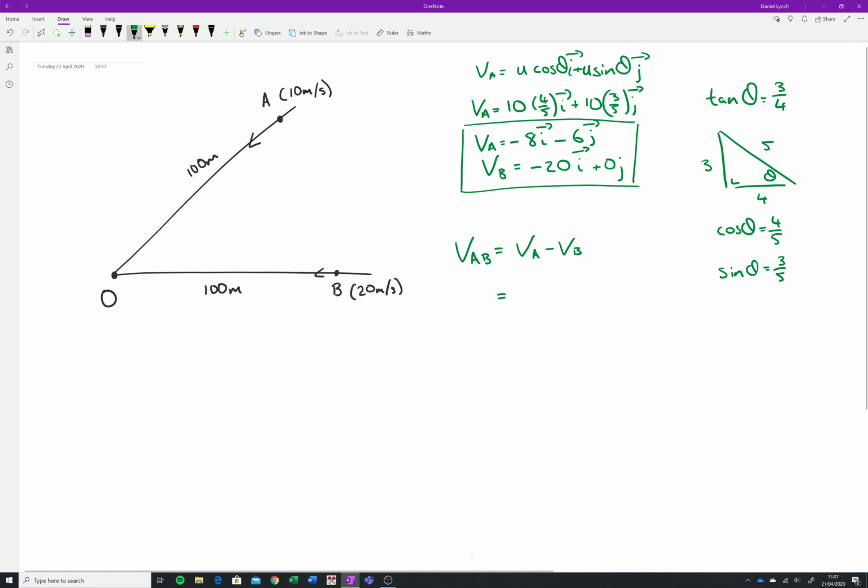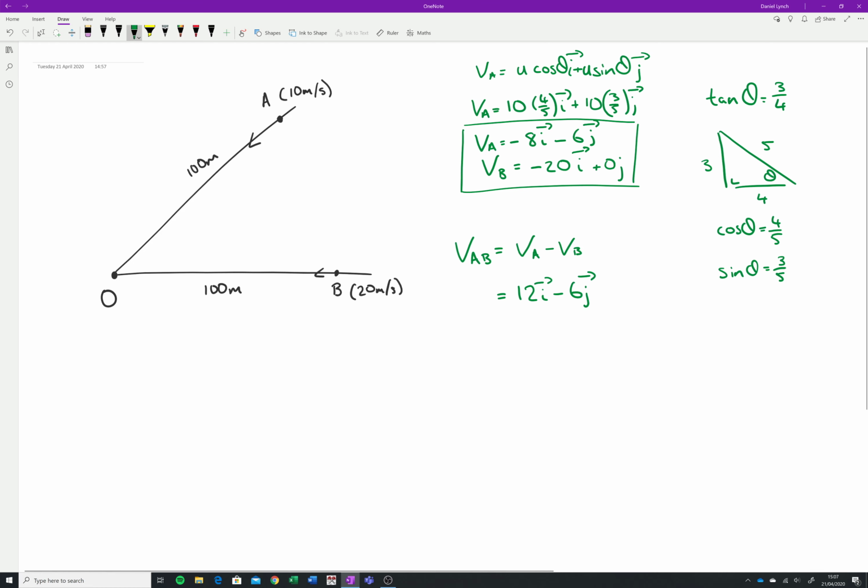So velocity of A given B. We take velocity of A, that's that, and we subtract off B. So we're going to have minus 8i, and we're going to subtract a minus 20i, so that's plus 20i. So we'll just get 12i, and we have minus 6j's, and we're going to take away nothing, so we'll just get minus 6j's there. Okay, that is what the velocity of A given B is.